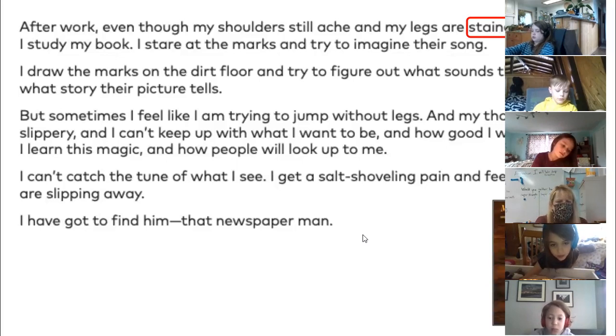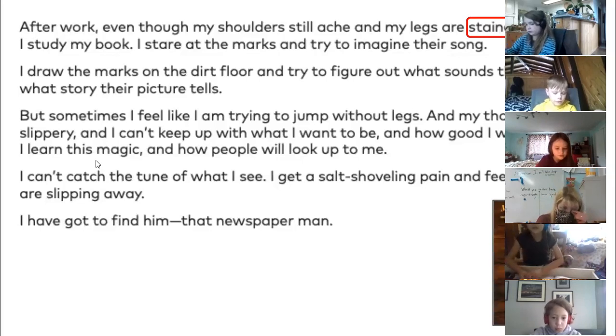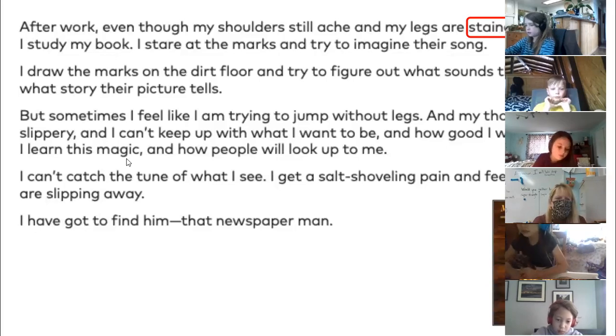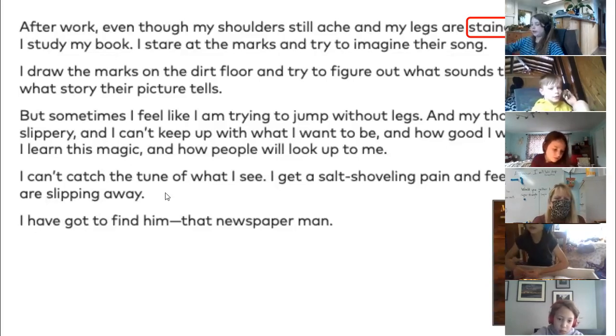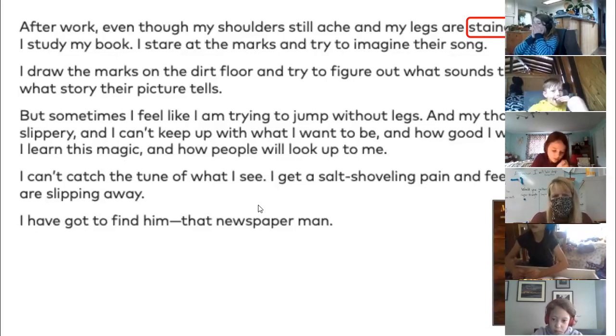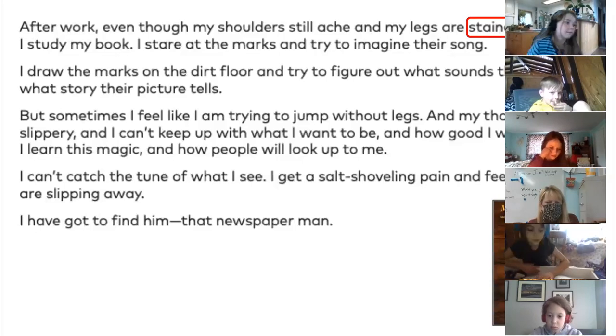Instead of just saying that he's feeling discouraged, my thoughts get slippery. And how he can't keep up with what I want to be and how good I will feel when I learn this magic. What's that magic? What does magic represent? Cole, what is magic? Not being able to read. And how people will look up to me. How people will look up to me. What does he want ultimately to be able to be or do? What is he looking forward to? What is his goal? Miss Bird?